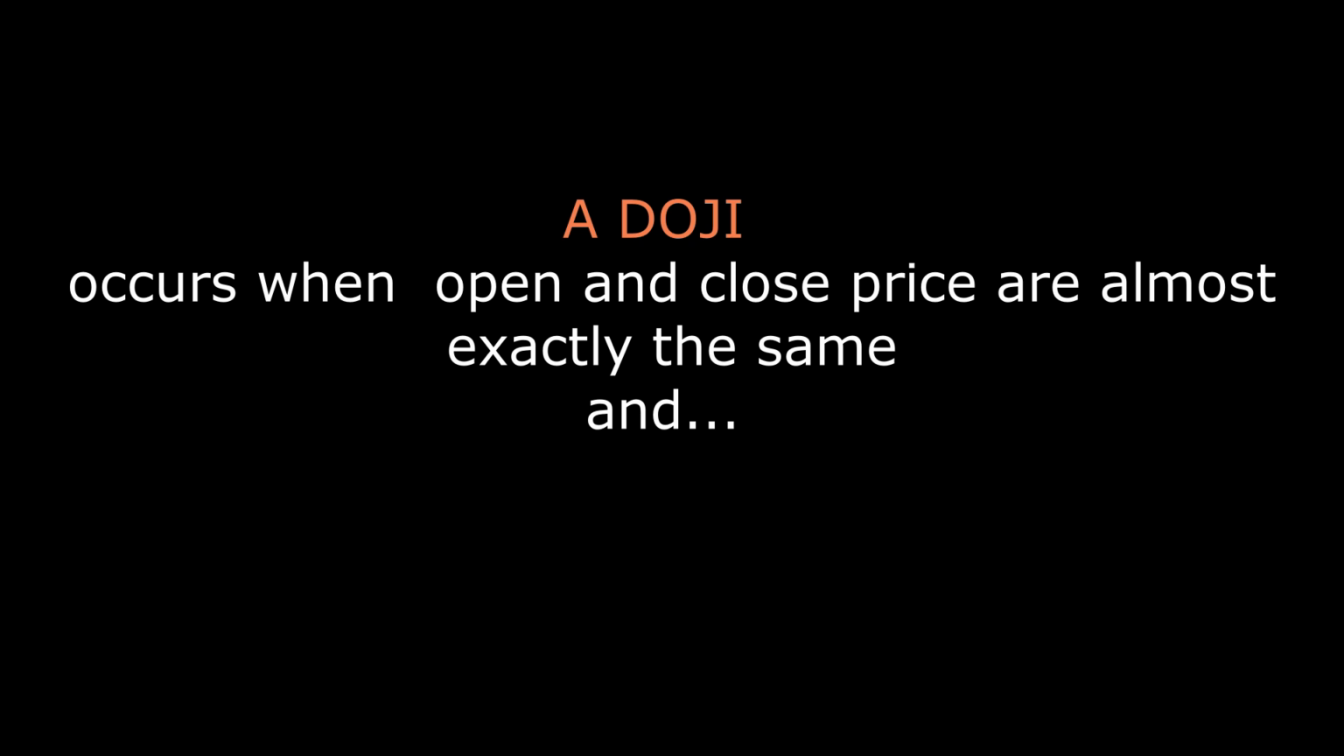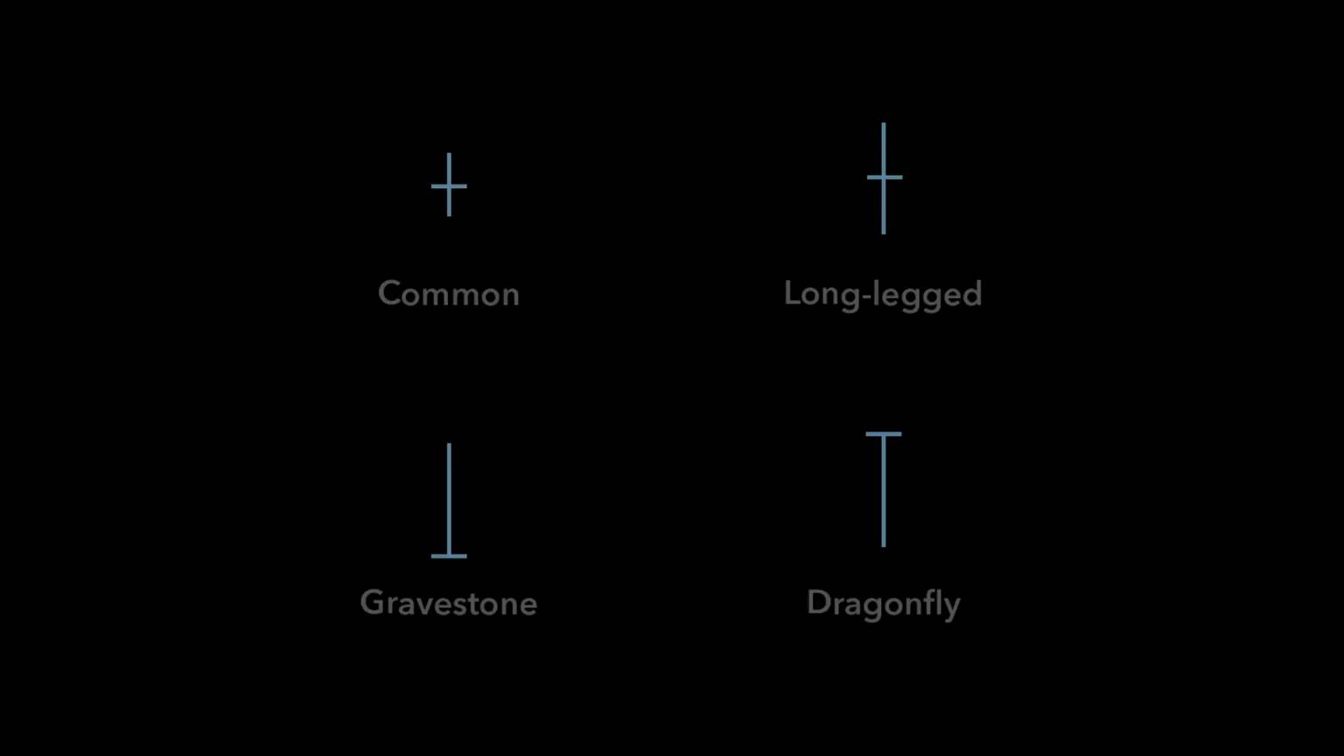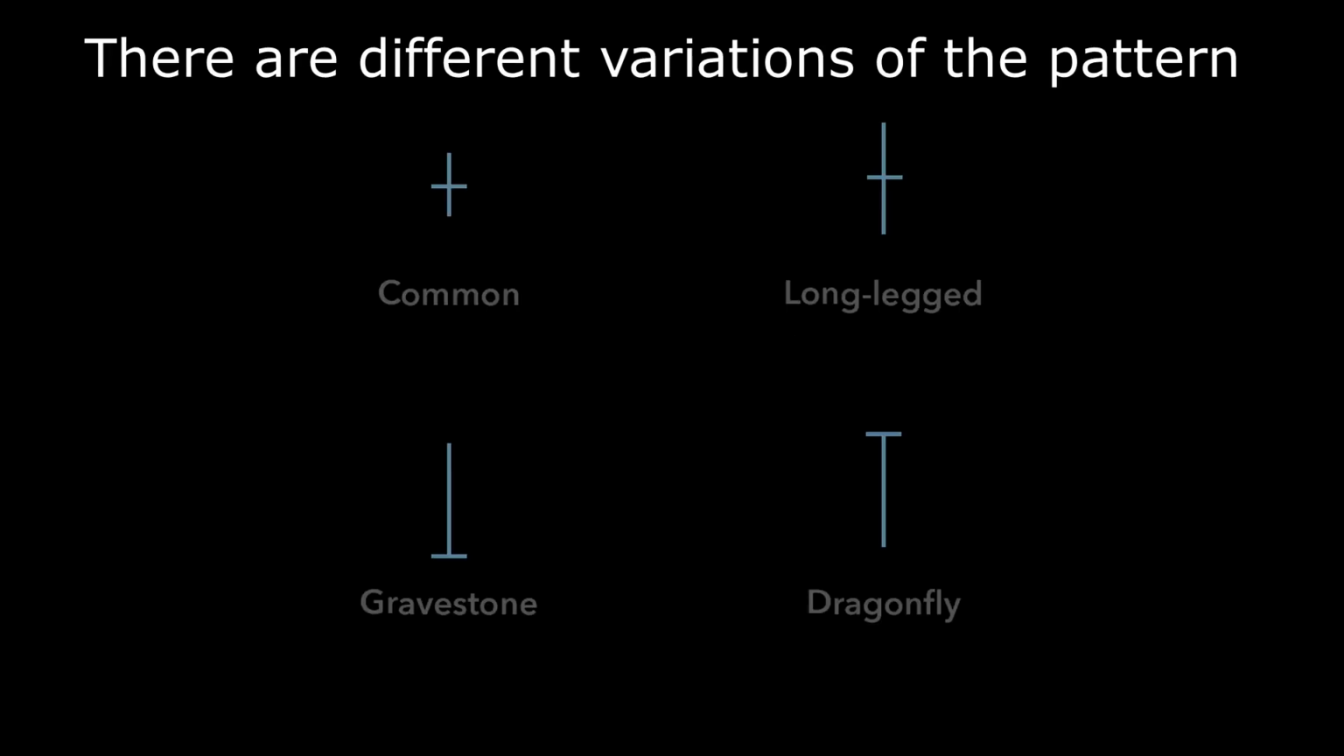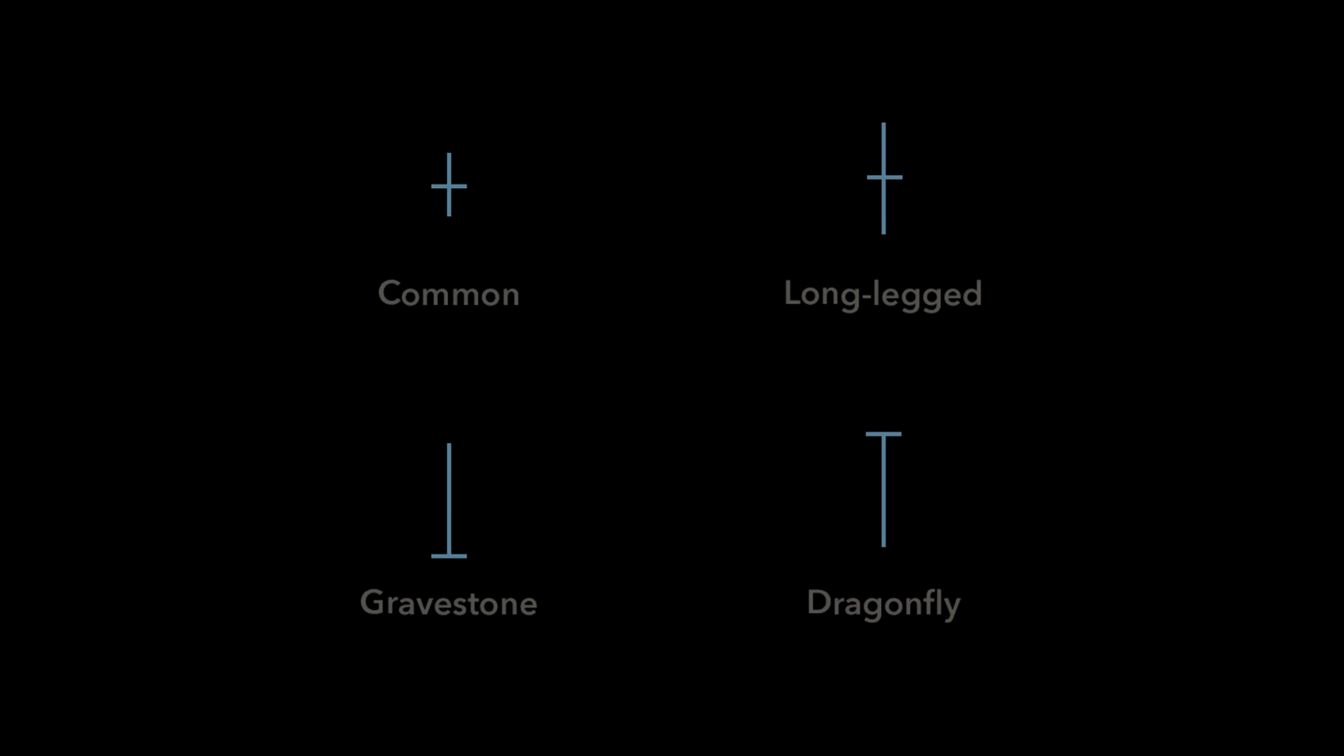A doji occurs when open and close prices are almost exactly the same. There are different variations of the doji pattern. We have the common doji, the long-legged doji, the gravestone doji, and the dragonfly doji.